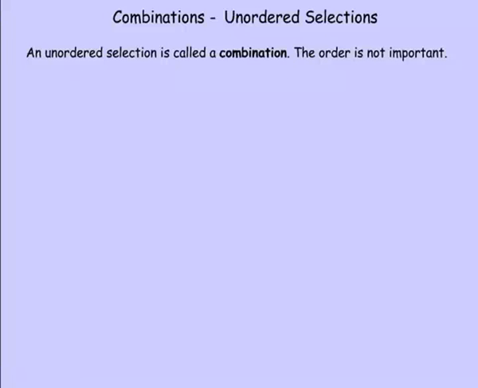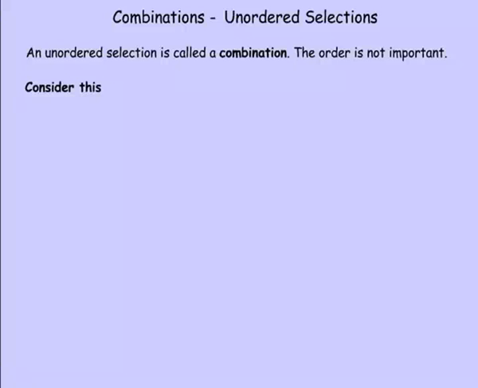Now in this lesson we're going to be looking at combinations. Another way of saying combinations is unordered selections. Okay, selections made when order is not important. So, an unordered selection is called a combination. The order is not important.